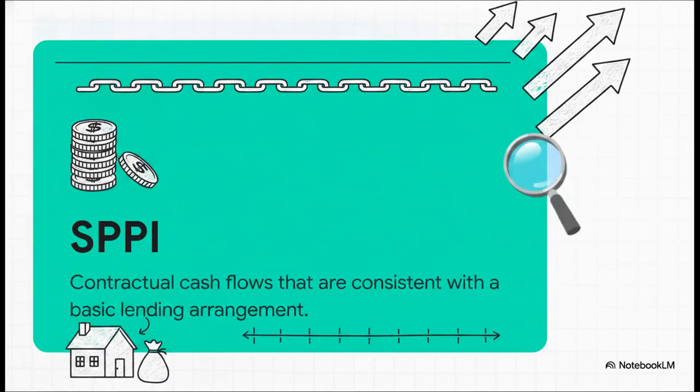Now, what exactly is SPPI? It stands for Solely Payments of Principal and Interest. The Contractual Cash Flow Test demands that the contractual terms of your asset give rise, on specified dates, to cash flows that are solely payments of principal and interest on the principal amount outstanding. In plain English, the cash flows just need to be consistent with a basic lending arrangement. Nothing exotic, just your standard lending setup.